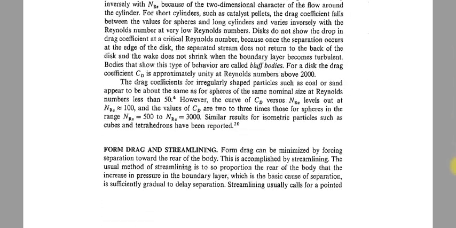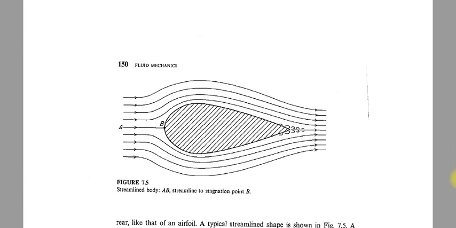Suppose you have this type of shape, here you don't have any separation of the fluid from the solid surface. Fluid will move smoothly across the surface. So in this type of shape there is no separation between the wall and the fluid layer, so you will not have any form drag.